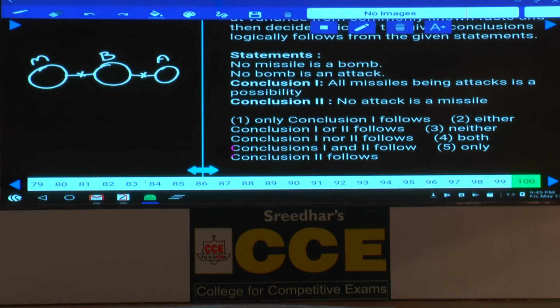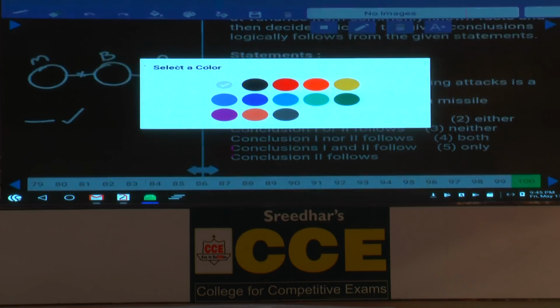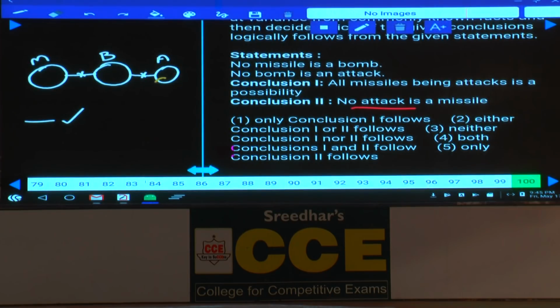Now missile and attack. Now the second one is a definite conclusion. No attack is a missile is true, isn't it? Hence to make this one false, now we need to prove some of the attacks are missiles. Now tell me whether we can write missile like this or not. Yes, hence alternate diagram proven, previous conclusion false.